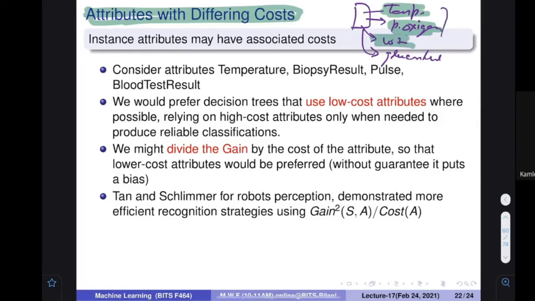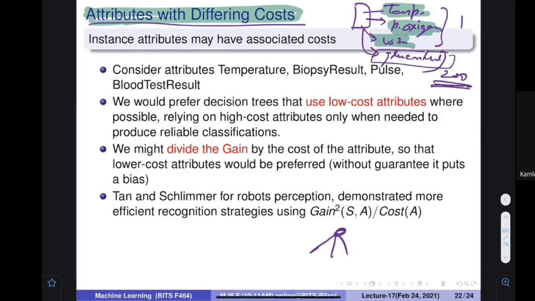How much are they costing? Let's assume 1 rupee. But if you go for the glucose test, it is going to take you, for example, 200 rupees. So this test is very costly. Even if it is very accurate, you should not put this at the top, because somebody who is coming may not be able to afford it for some reason. So if there are attributes that have different costs, you cannot treat the things in the same way. You have to do something else.